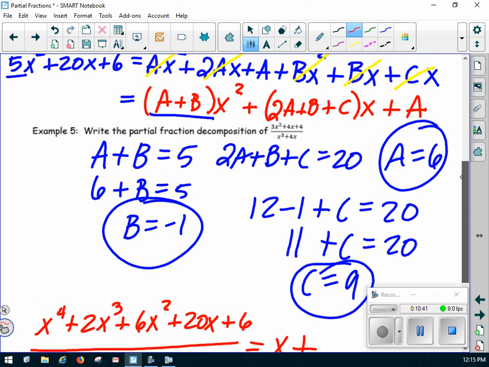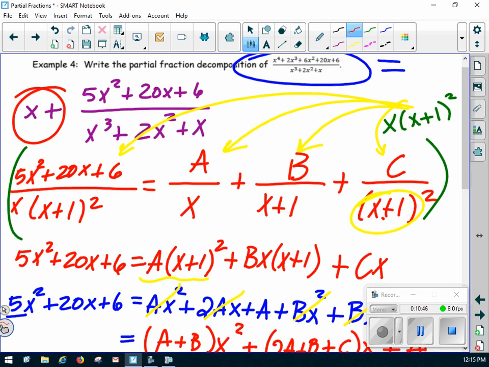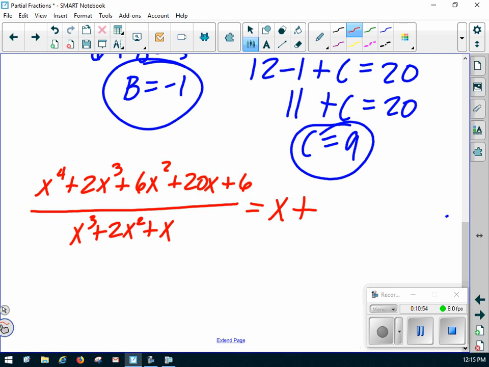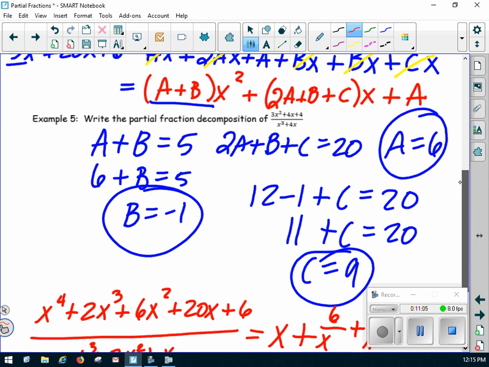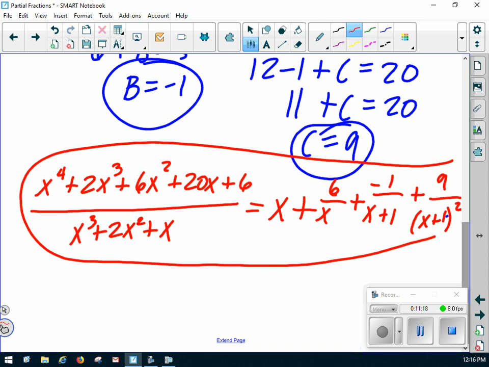Remember that x came from the long division right here. That plus these fractions. A is 6. B is -1. Was that x plus 1 or x minus 1? I forgot. Plus 1, thank you. Plus 9 over... there is your partial fraction decomposition.